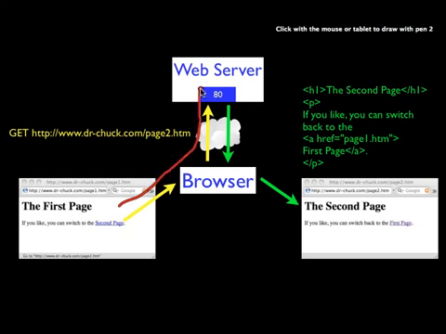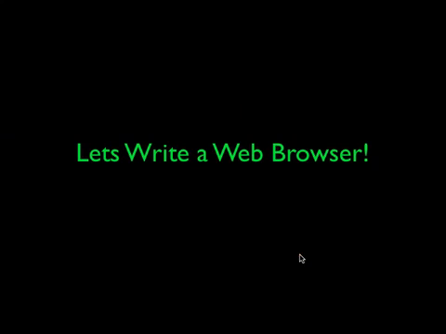So we call this the request response cycle. This is the request half, and this is the response half. Request, response. You click, request, response. Request, response. I can't really say that enough because I love the request response cycle. So let's go ahead and write a simple web browser in Python.